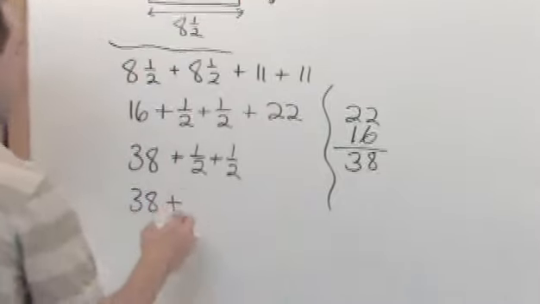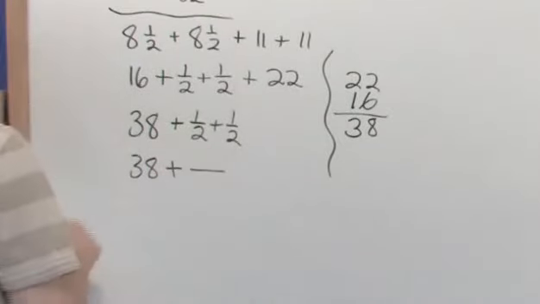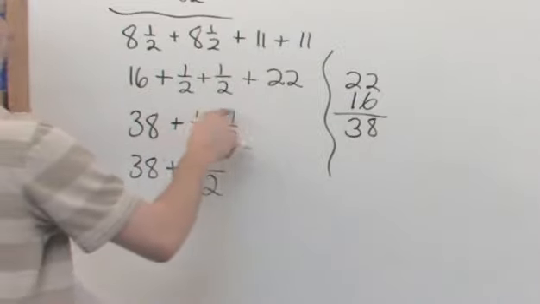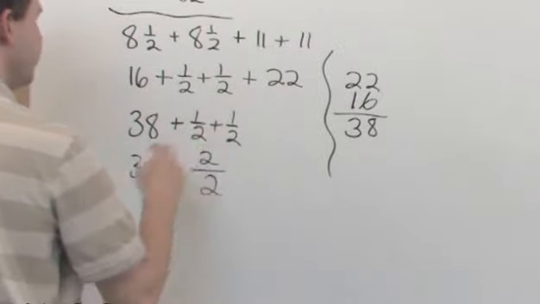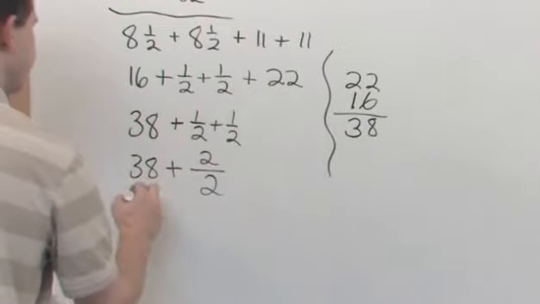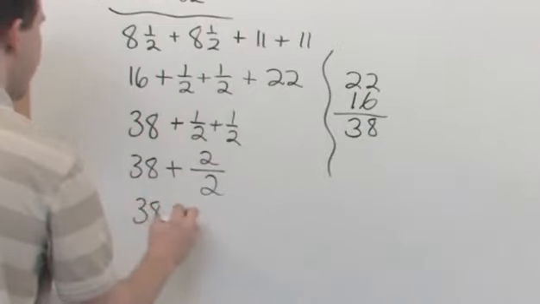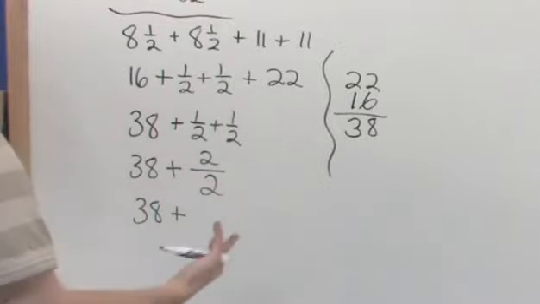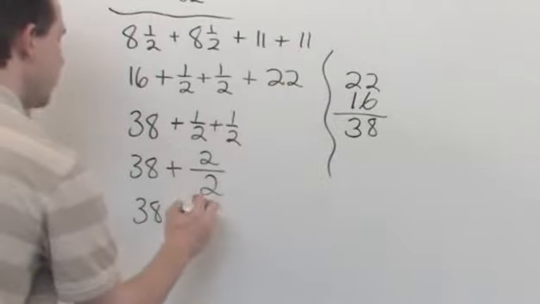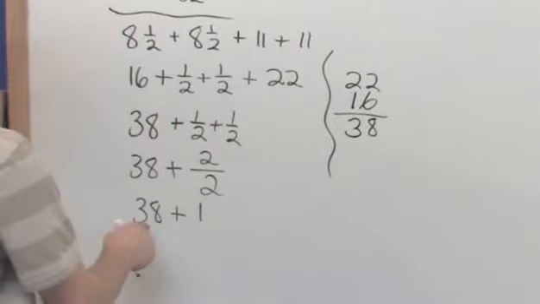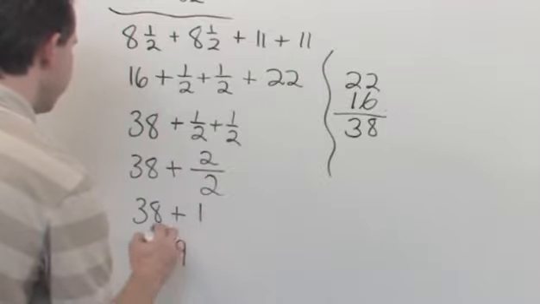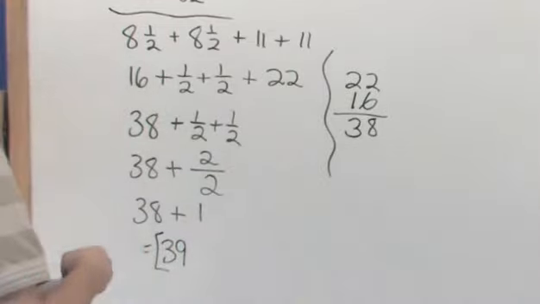Okay, now how do I do that? Well, the bottom numbers are already the same, so it comes along for the ride. And I just leave it, and then I just add the top numbers. 1 plus 1 is 2. So notice here I have 2 over 2. And we said that fractions are really just division, so 2 divided by 2 gives me 1. So now I have 38 plus 1, which is 39 inches. That's how much wood I actually need.